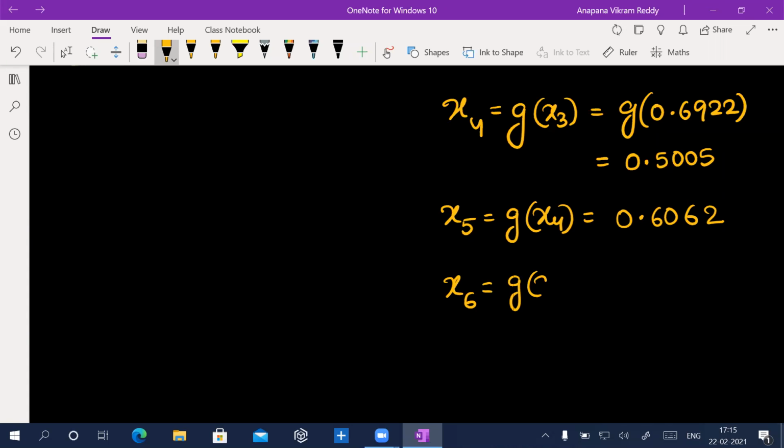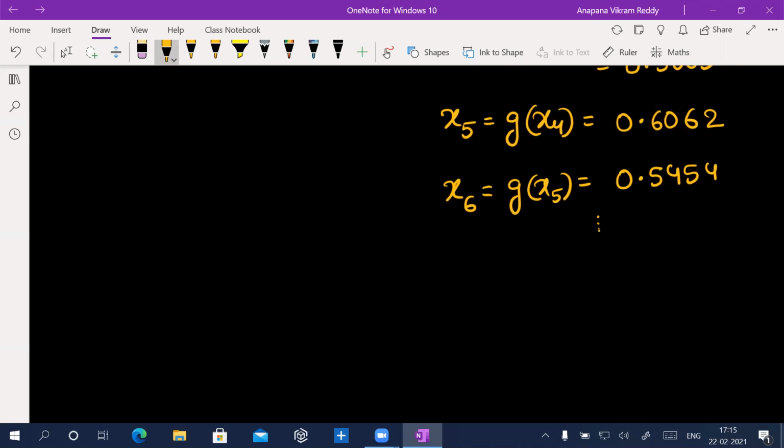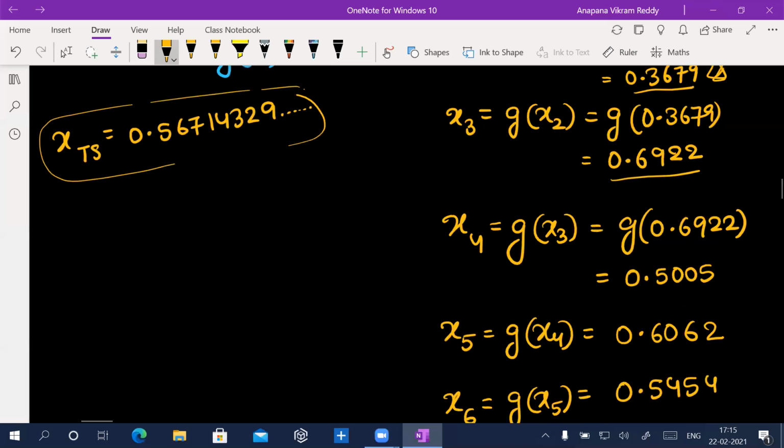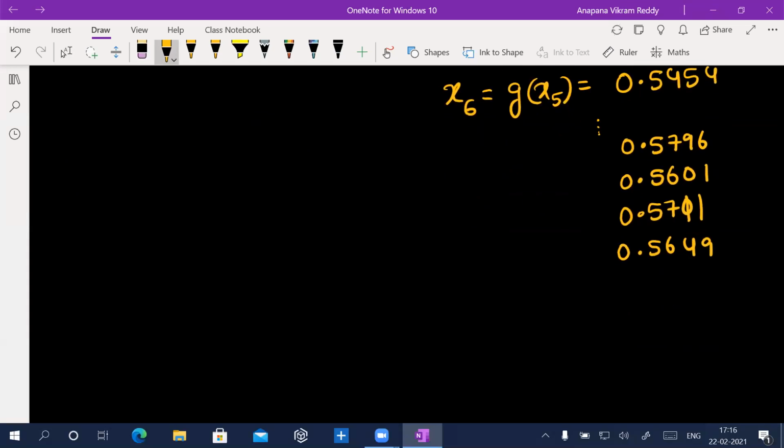You take g of x5. So this time again you will come down to 0.54, something like that. So on you do, and you get something like 0.5796. You keep on doing like this. You get 0.5601. Again, you will get something like 0.57, say 11, and so on. You get now 0.56 something 49. So now this 0.5649 is somewhat close to this. Similarly, you can keep on doing. You will get some answer somewhere here.